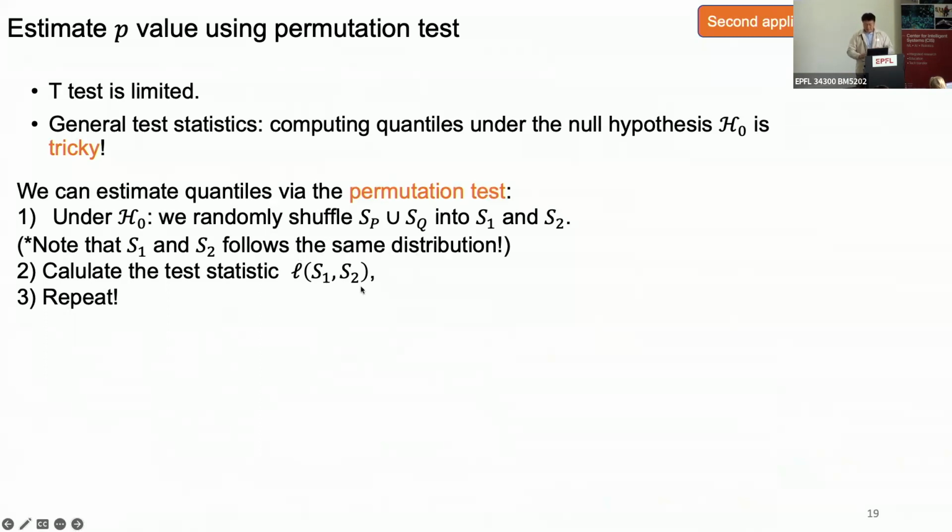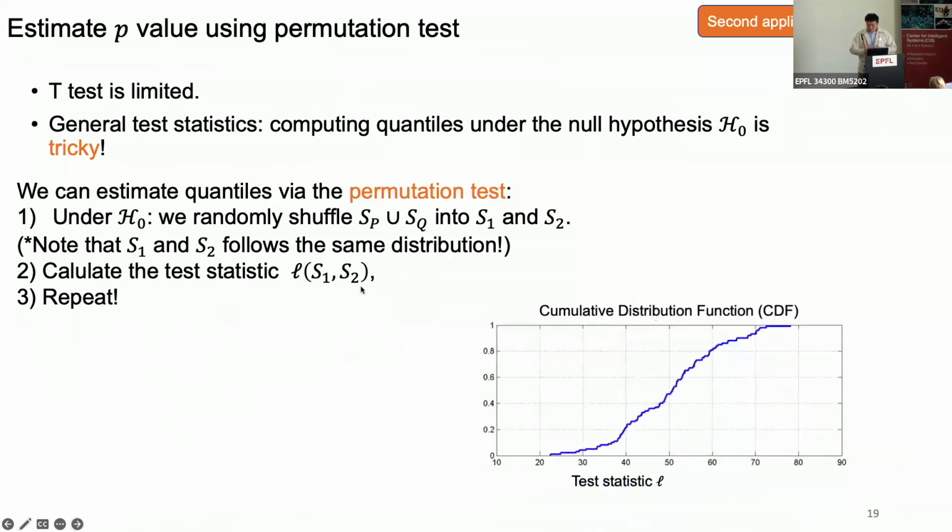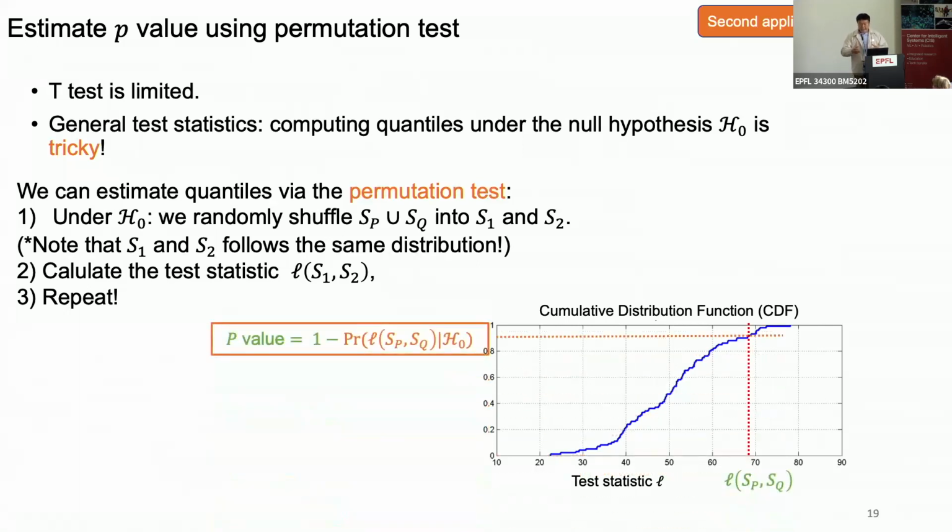Then we repeat. For example, suppose we repeat this process 1,000 times, even 10,000 times. Then we can plot the empirical CDF of the test statistic under the null hypothesis. Finally, we can locate our test statistic of SQ and SP here. Then 1 minus this value is our calculated p-value of the test statistic for SP and SQ.